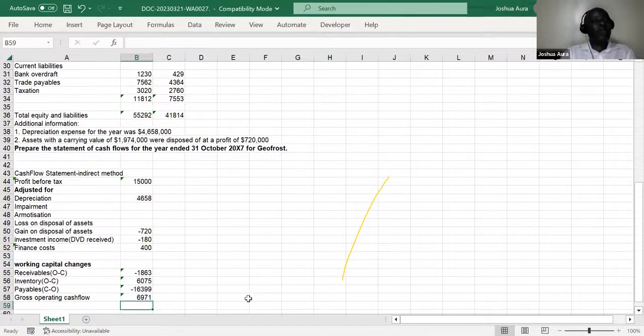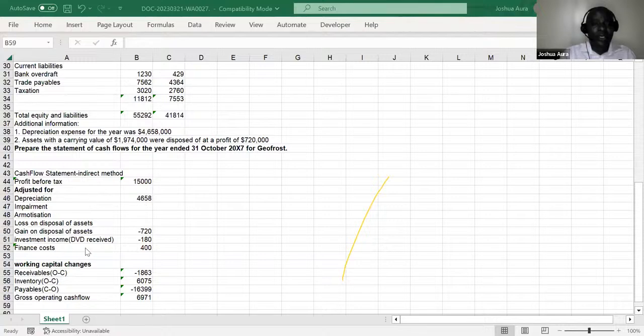So after I get the gross operating cash flow, what should I deduct to be able to get the net operational cash flows? What should I deduct? I'm told that my figures for payables are wrong, right? Handled retained profit. I'm told that my figures are wrong. Depreciation is wrong. It's here.